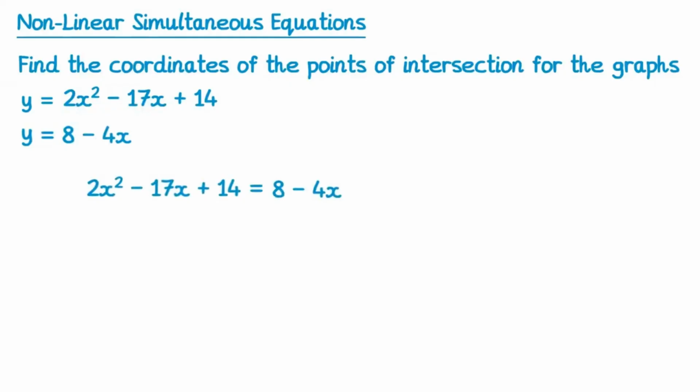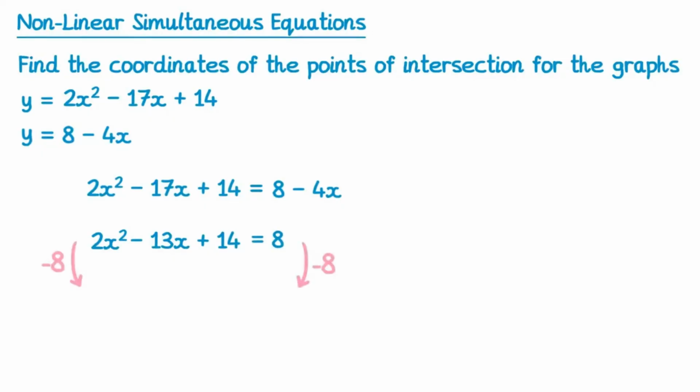We now just solve this quadratic equation again. So we want all of the terms on the left hand side and the right hand side to be equal to 0. So we're going to add 4x first. On the left hand side that gives us 2x squared. Negative 17x plus 4x is negative 13x. And then plus 14. And on the right hand side, if we add 4x to negative 4x, that cancels, so we're just left with 8.